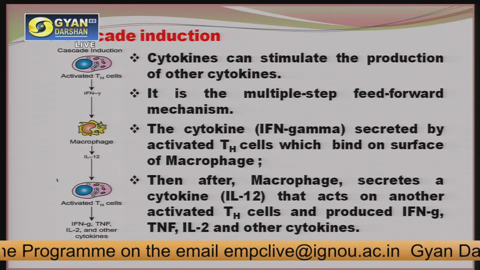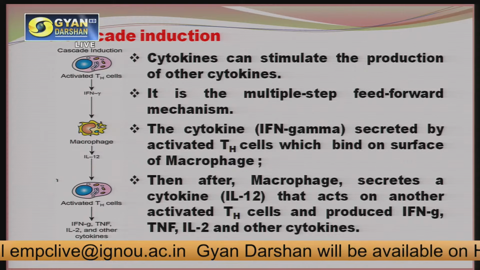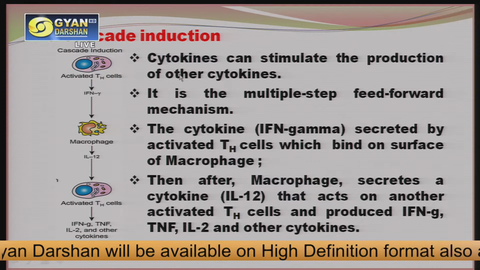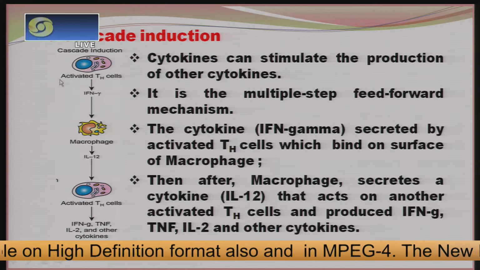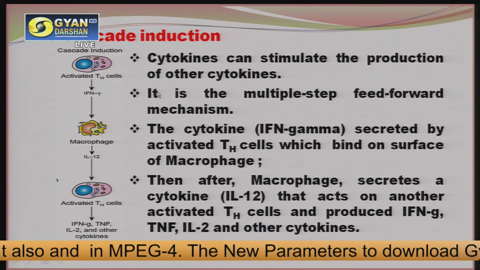And the fourth one is cascade induction. It is another very important property of the cytokines. A cytokine can stimulate the production of other cytokines. It is a cascade type of reaction. It is a multi-step feed-forward mechanism.